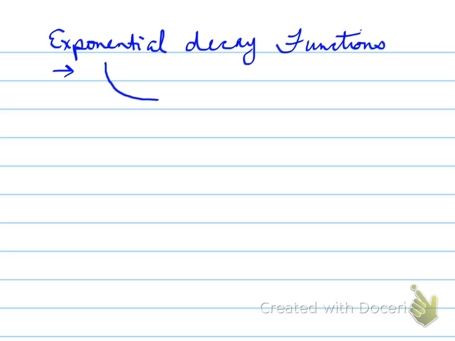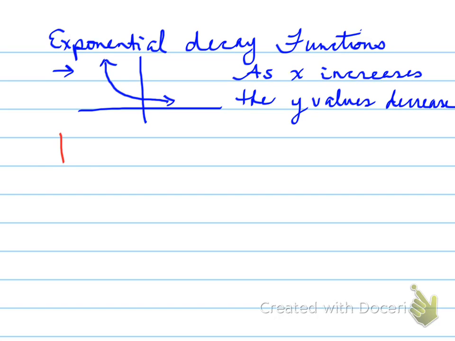Exponential decay functions, such as the following, mean as x increases, so as x approaches infinity, the y values will decrease. The y values will approach a negative value, so they decrease. The y values are going in a downwards direction.